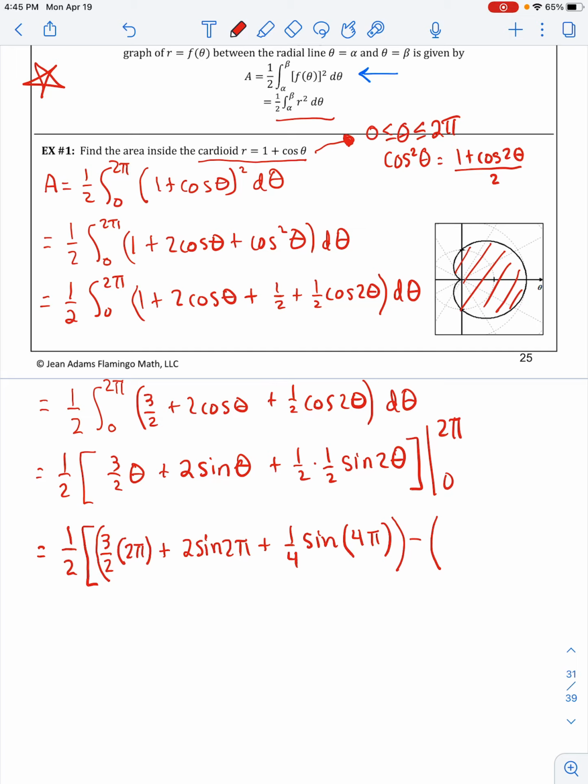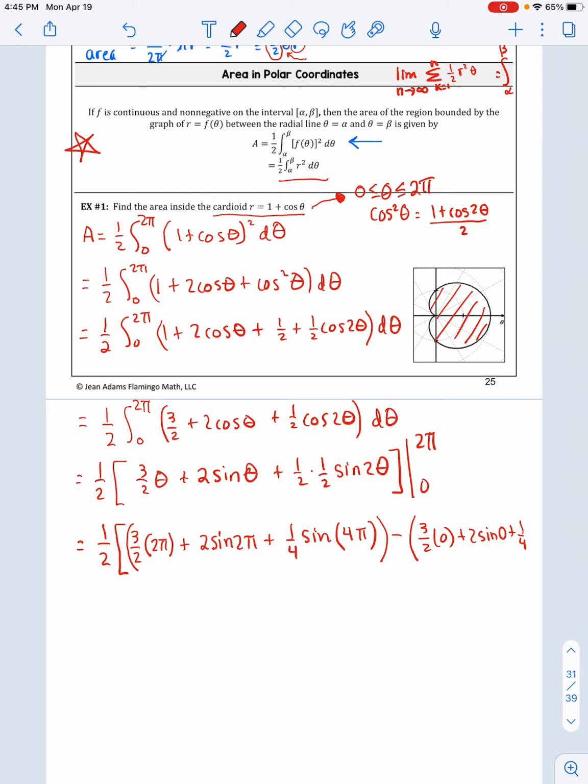And since the sine of 0 is 0, and 3/2 times 0, this one would go to 0. I guess I can write it: 3/2 times 0 plus 2 times the sine of 0 plus 1/4 times the sine of 0. But look, all of these go to 0. So we don't have to worry about that.